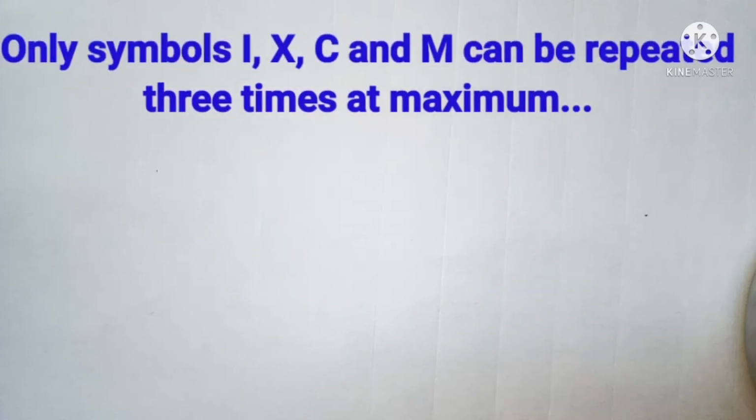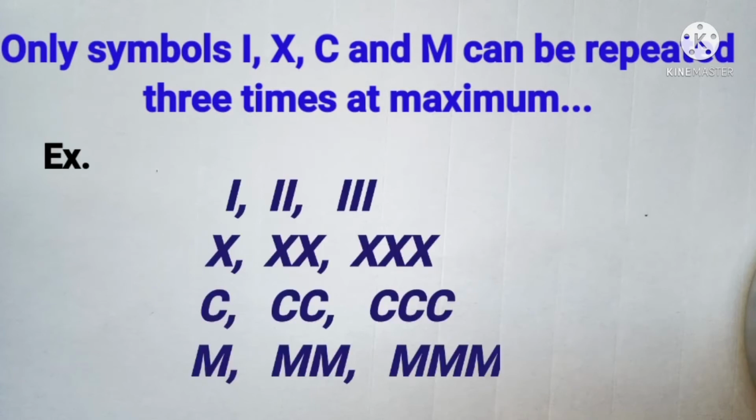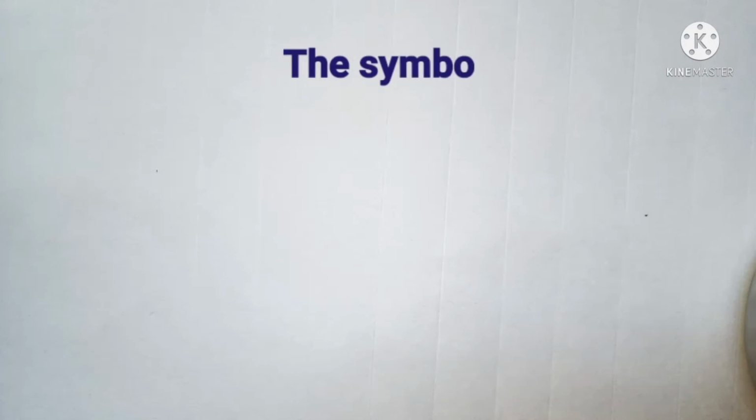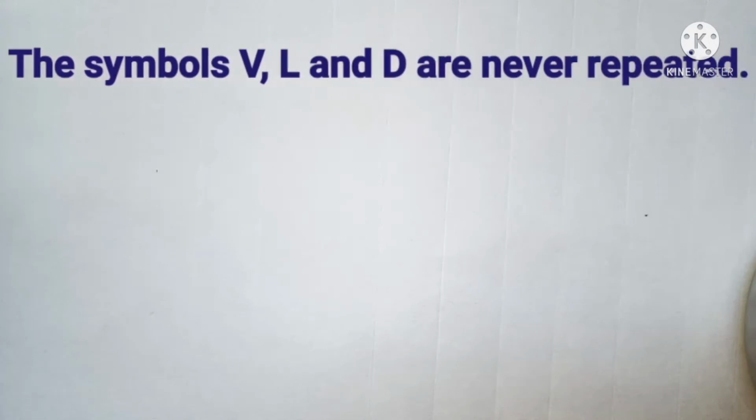Out of the 7 symbols of the Roman numeral system, only I, X, C, and M can be repeated 3 times at maximum. The symbols V, L, and D are never repeated.